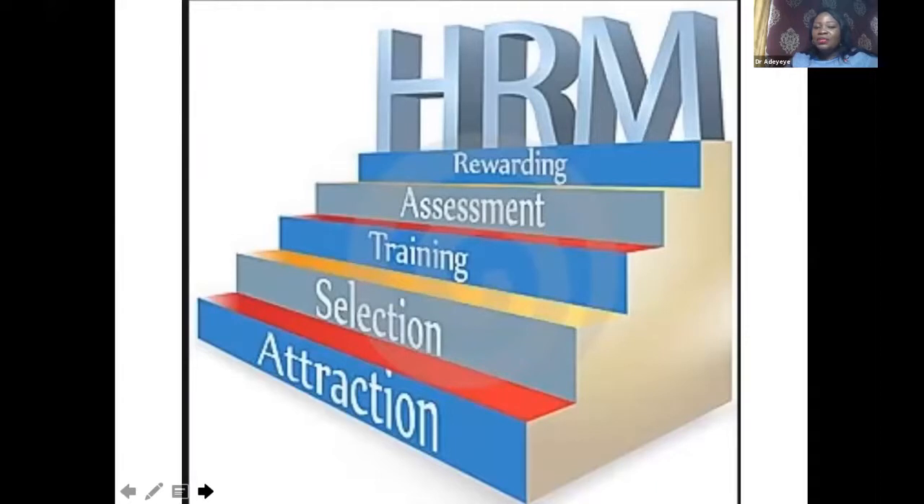So today we are going to just deal with attraction and selection. A is for attraction, S is for selection. I hope you're writing. T is for training, A is for assessment, R is for rewarding. So this is human resource management summarized.